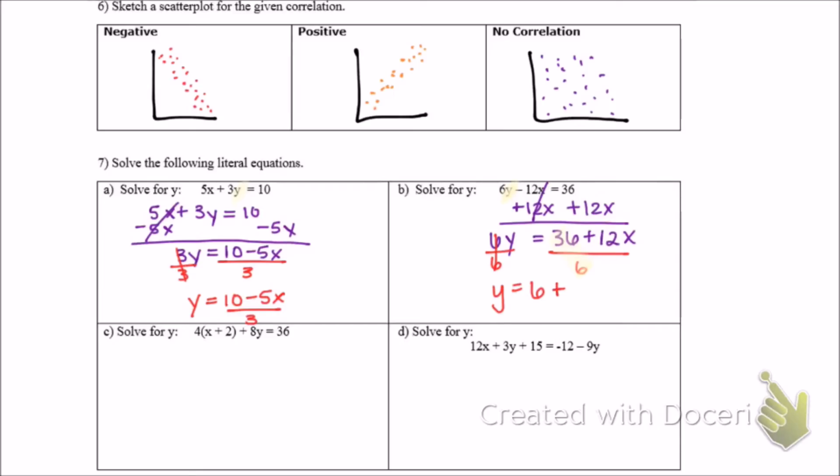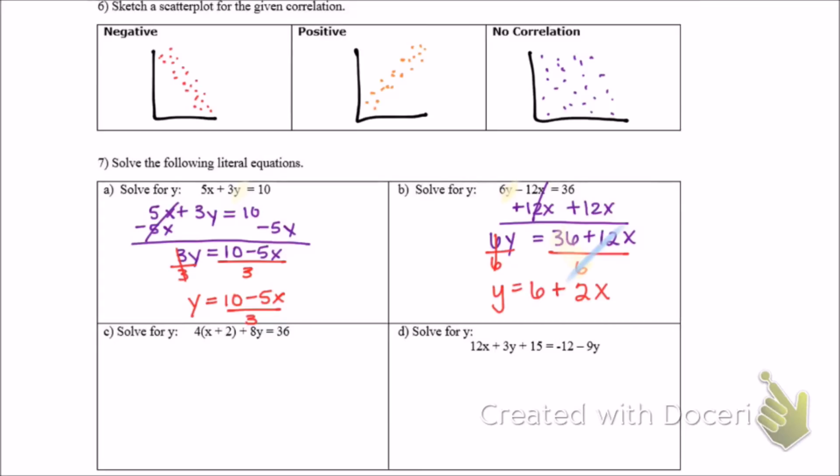Plus, and then the second part of my fraction is, let me change my highlighter color so you can see what I'm talking about. 12 over 6 equals 2. So that becomes 2x. So my final answer, y equals 6 plus 2x.